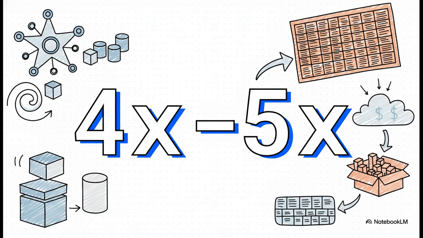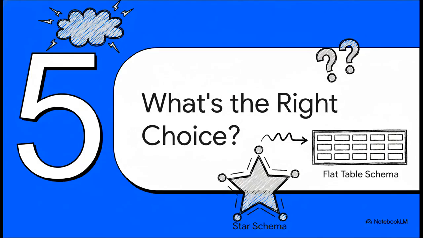But, and this is a big but, that incredible speed comes at a cost. A pretty big one, actually. According to that same study, going with a flat table blew up the data volume by an average of 4 to 5 times. So you're basically trading storage space for raw query speed. Which, of course, leaves us with the million-dollar question for every single data architect and engineer listening right now. Given all this, which model should you actually be using for your work today?